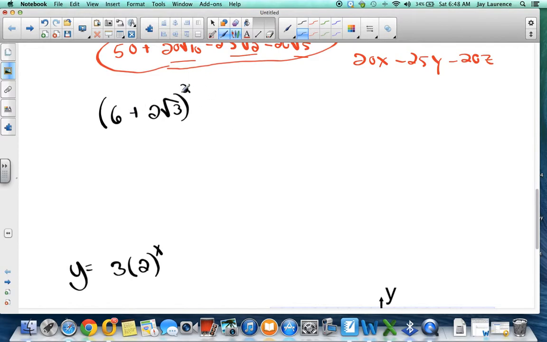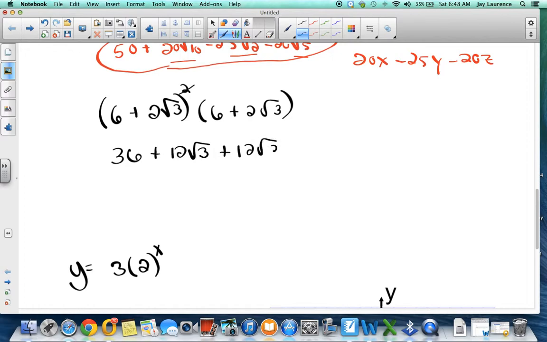Another FOIL problem. Cross that out and rewrite it as 6 plus 2 rad 3. All right, so my firsts are going to get me 36. My outers are going to give me 12 rad 3. My inners are going to get me 12 rad 3. Then my last, 2 times 2 is 4, but rad 3 times rad 3 is 3. So I'm going to have 4 times 3, or 12.